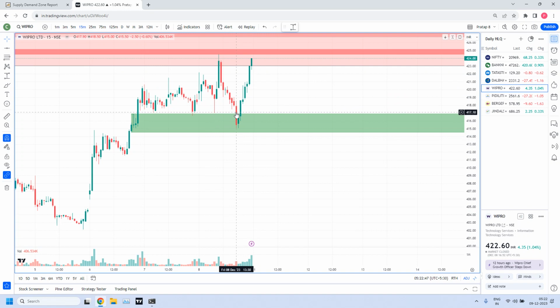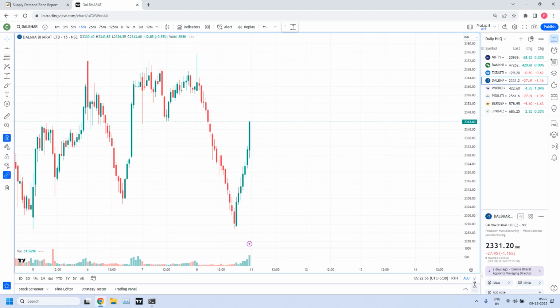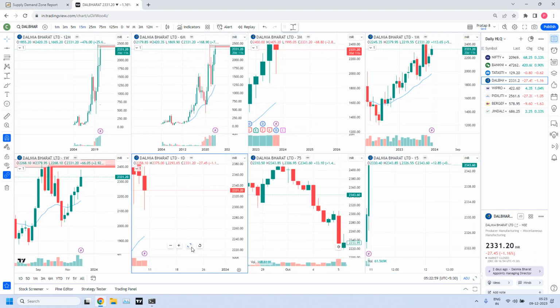So Wipro trade is an excellent trade from our yesterday's list. And the remaining trades are not executed. What are the remaining trades? Dalmia Bharat is one. So let me go to the daily time frame.